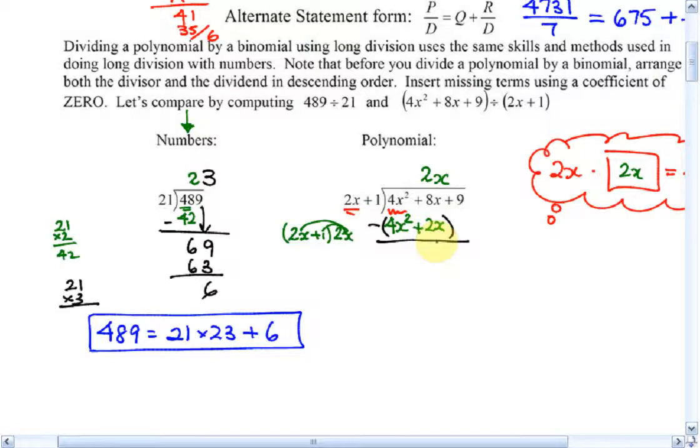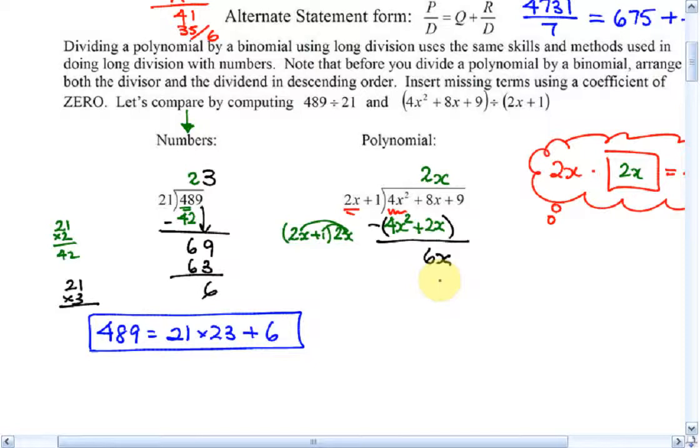Now put a bracket around here because I want you to understand we're doing subtraction of both terms. What's 4x squared minus 4x squared? 0. Good. How about 8x take away 2x? What would that be? 6x. Good. Do you see how this is very similar once again to the left side when we did the numbers? Instead of 48 minus 42, we got 6. Now we're saying 4x squared plus 8x take away all of 4x squared plus 2x is 6x.